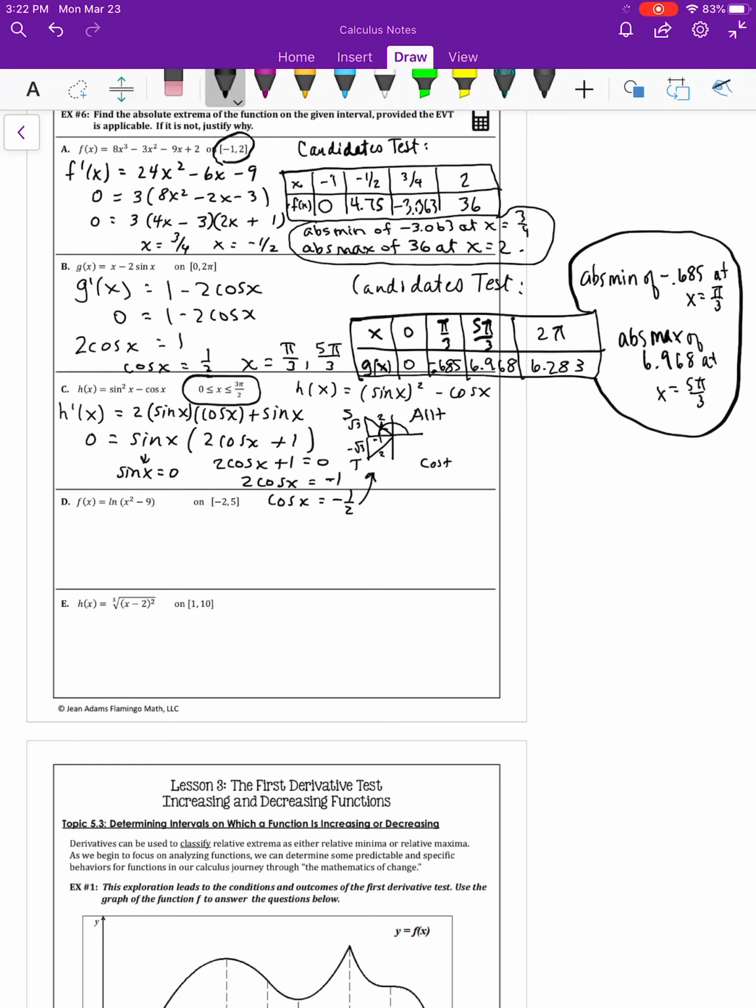And so this is going to be pi over 3, but from here to here, we've got 2 pi over 3. So for this one, my x value is 2 pi over 3, and then this would be 3 pi over 3. This would be 4 pi over 3. So 2 pi over 3 and 4 pi over 3 are the two places where the cosine is negative 1/2.